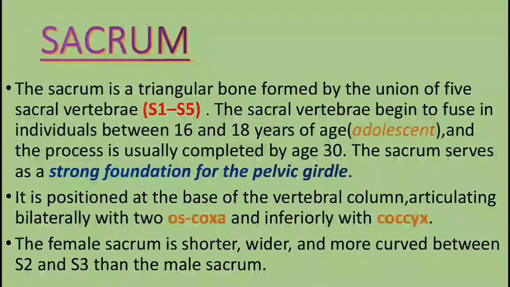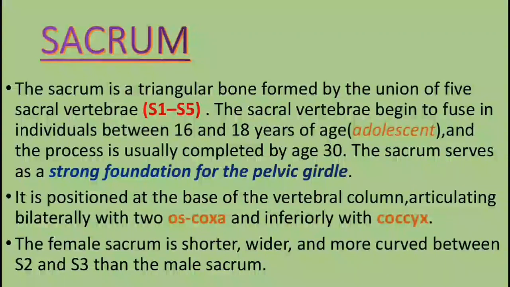Okay, for the sacrum, which is another level of the vertebral column or bone forming the vertebral column. The sacrum is a triangular bone formed by the union of 5 sacral bones or sacral vertebrae, S1 to S5. The sacral vertebrae begin to fuse in individuals between 16 and 18 years of age, which is the age of adolescence, and the process is usually completed by the age of 30.